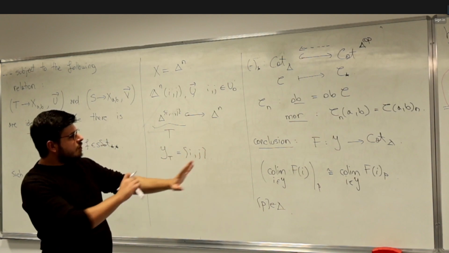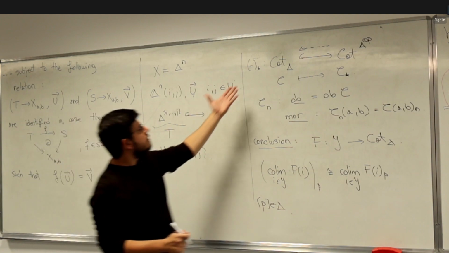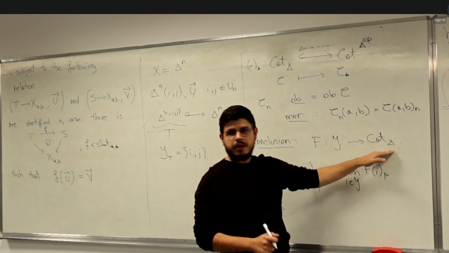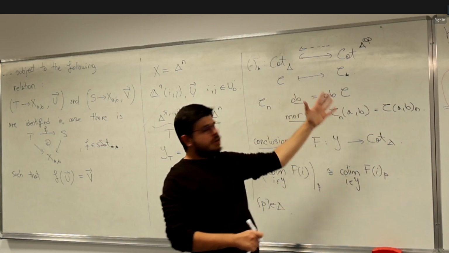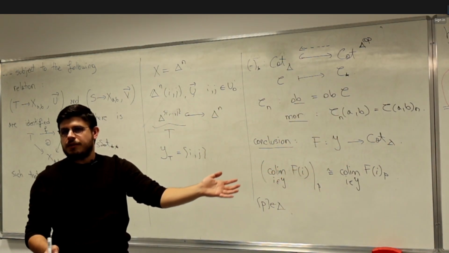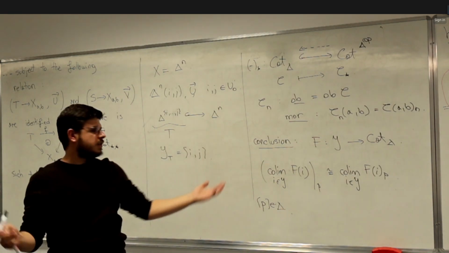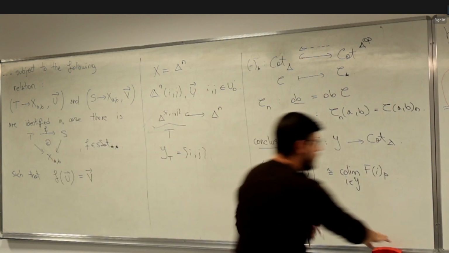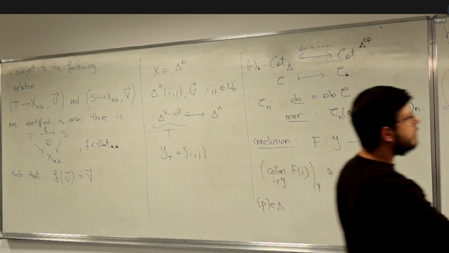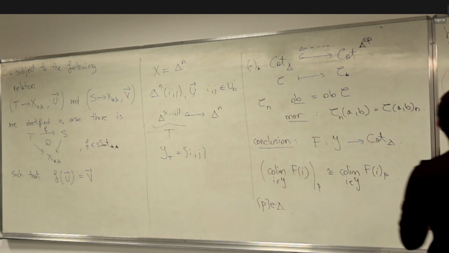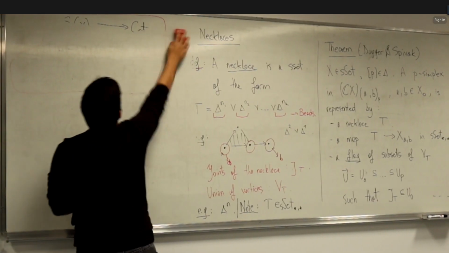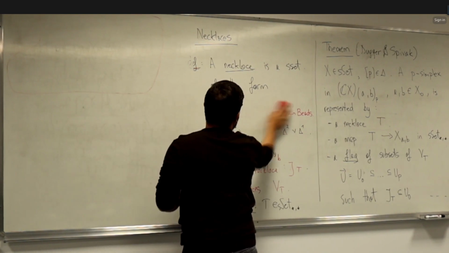So the moral here is that the problem of computing the colimits of simplicially enriched categories reduces to computing colimits of categories. That is because we have this isomorphism here. Now I have to erase the actual theorem. I'll try to be very brief because this gets a little technical.